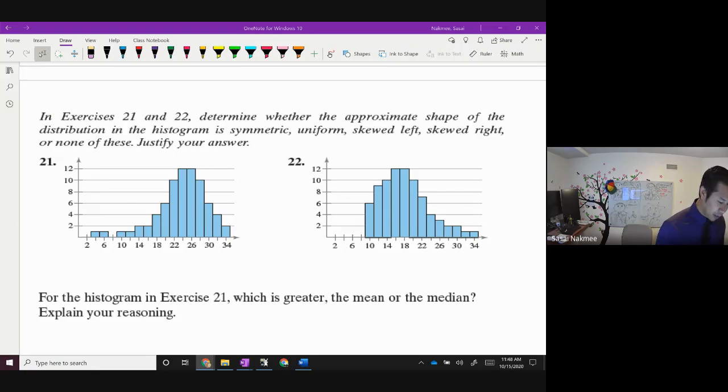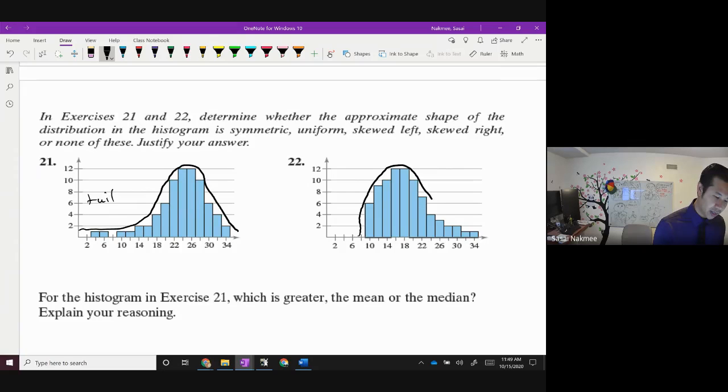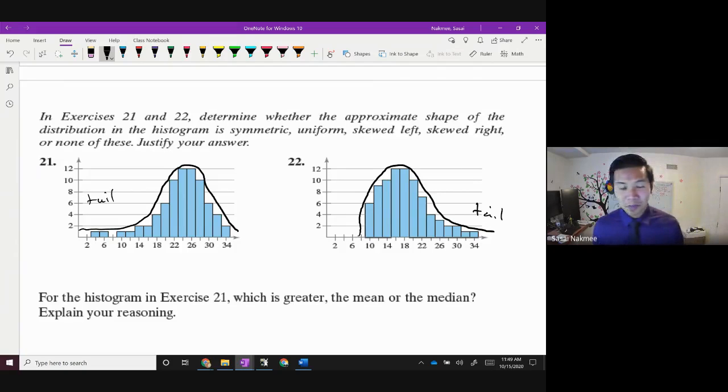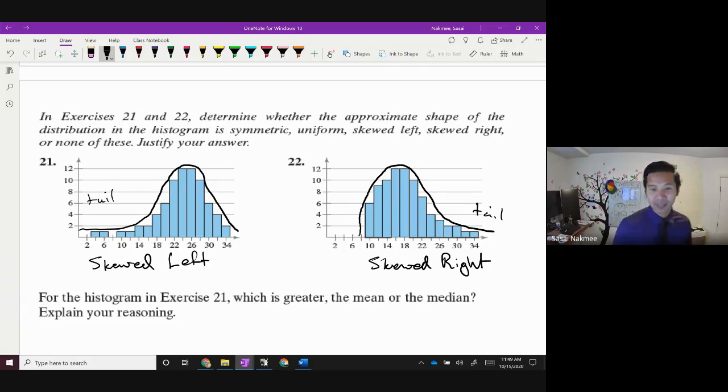If I was looking at number 21, what helps me when I look at these problems is I literally take a line and trace along there without actually going over the bars. And I look, where do I have a longer tail? Where's my tail? And this one over here just goes straight up. It doesn't even have anything on the left-hand side, and then it goes down like this. Which one has a longer tail? Where's the tail located? So this right here, I hope you can see, is considered skewed left, whereas number 22 is considered skewed right.